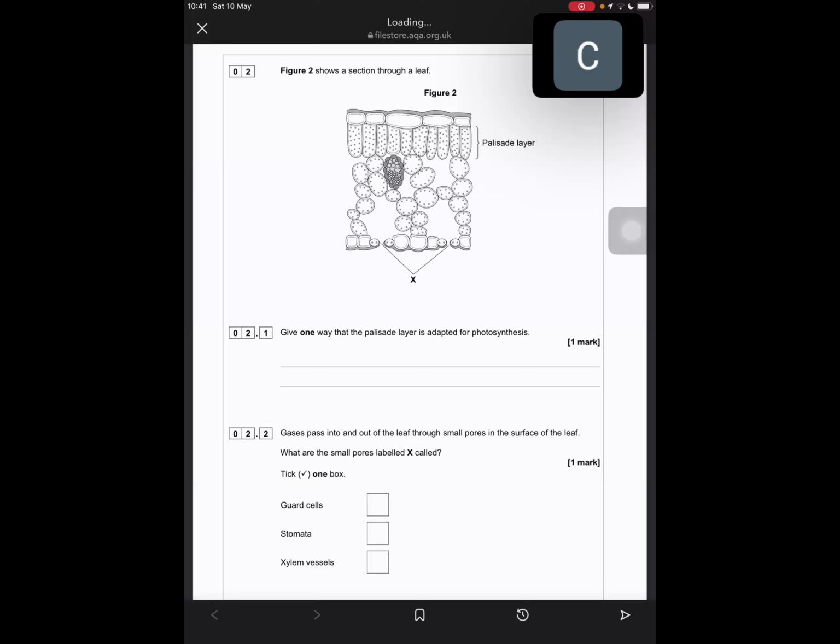Okay. So does the marking scheme say more? Hello, Noah. Yes. Does the marking scheme say more about the palisade layer in the leaf, how it is adapted for photosynthesis? The marking scheme.